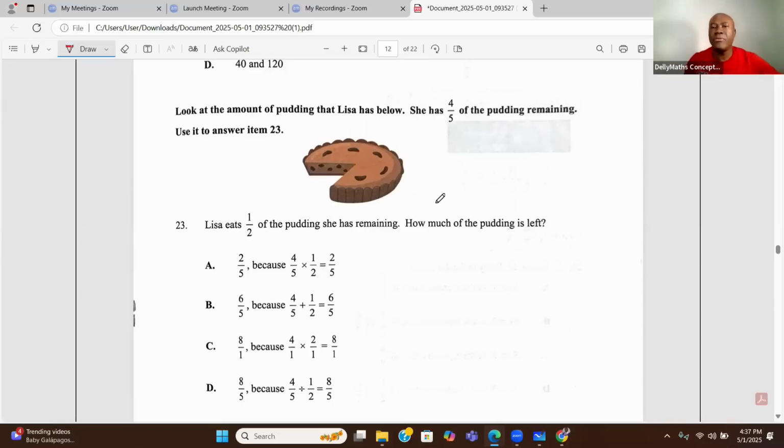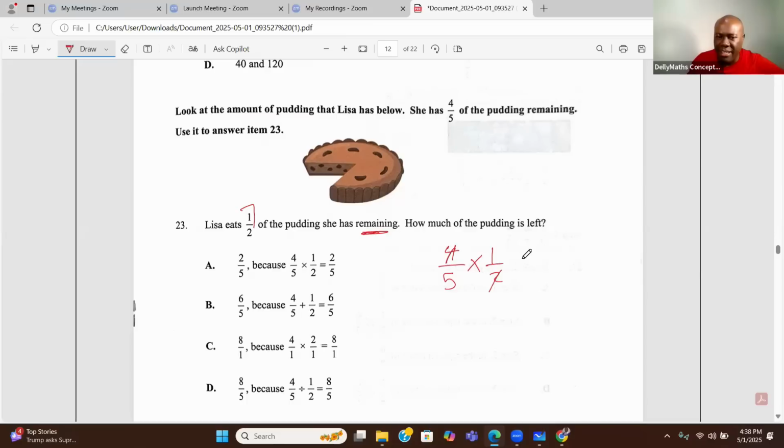She has 4/5 of the pudding remaining. All right, good. Lisa eats 1/2 of the remaining piece. How much is left? You're talking about having 4/5, and then you want to eat a half of that. Okay, so a half of it, that means you need to multiply by half.